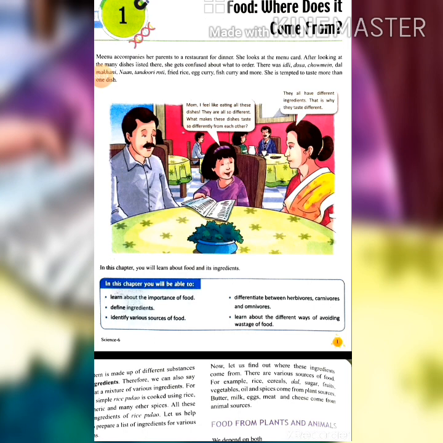Now let's begin with the term ingredients. What is the meaning of the term ingredients? For this, I would like to give you a very simple example. Whenever you buy any product from the market, at the back of that packet, certain ingredients are listed. Those ingredients are the substances which are used while making that particular food item.